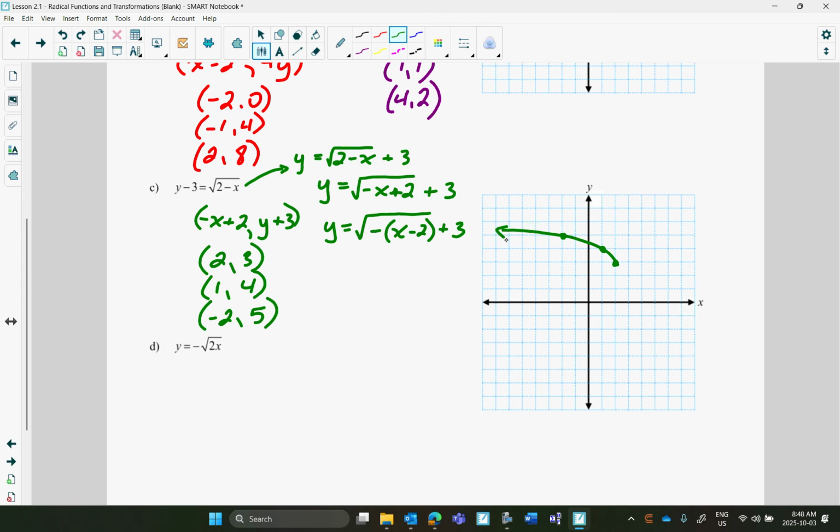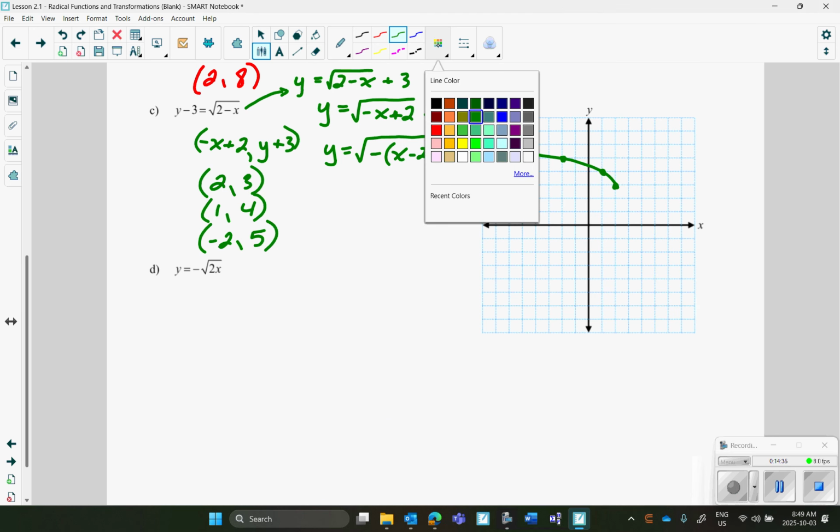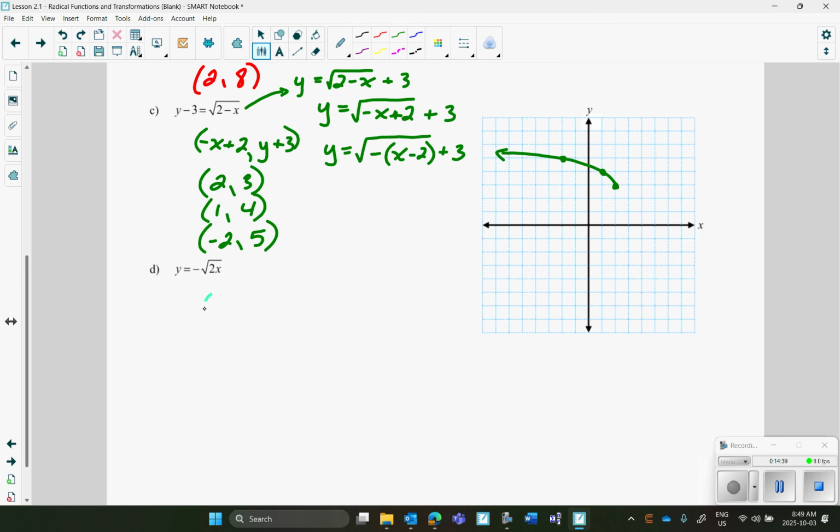See if you can do the last one. Try that one. What's the mapping notation formula?